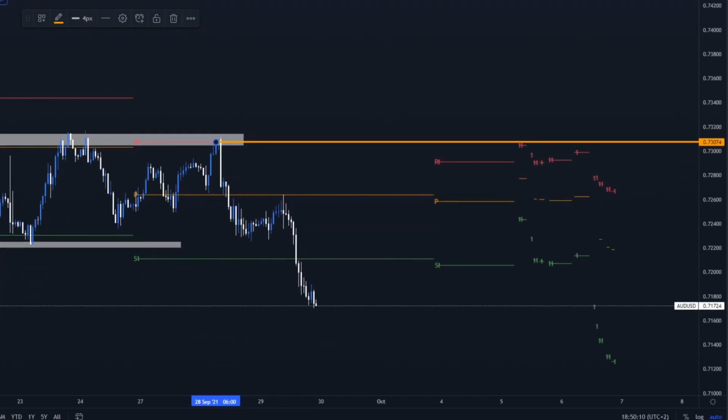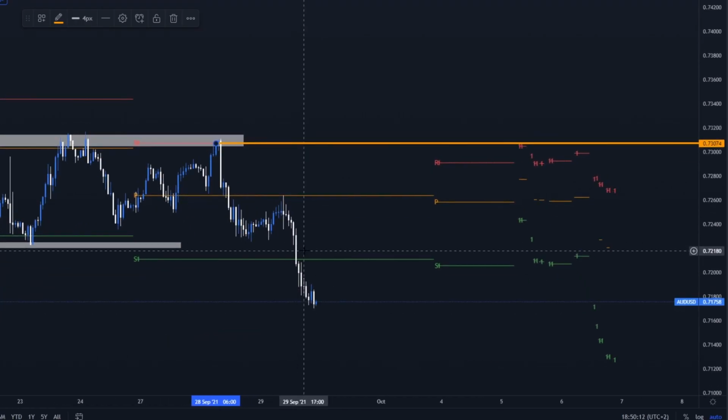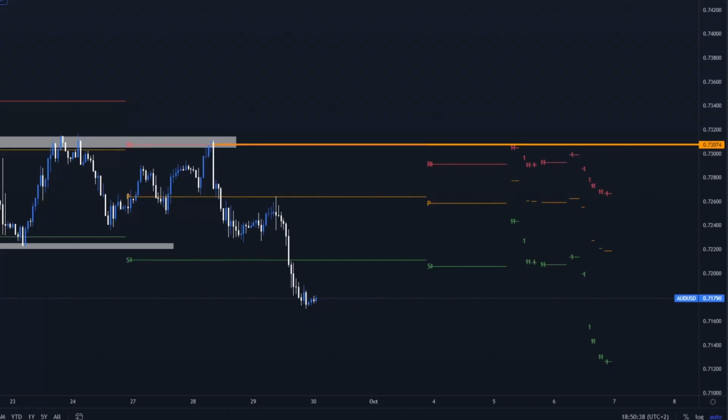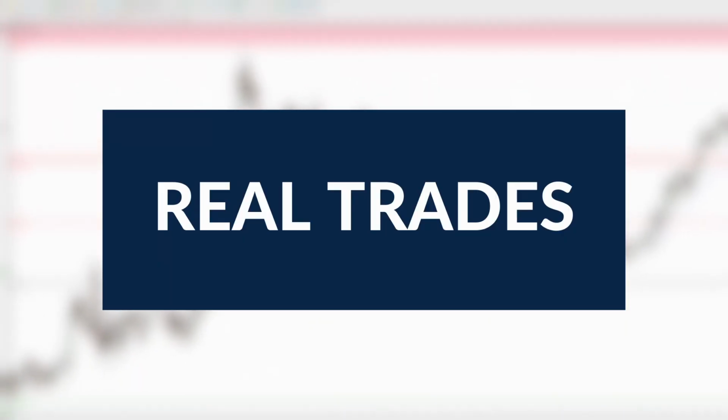Getting closer. Oh, there it is. We have hit our target level. Bada bing, bada boom. Another successful bearish range trade. So let's head over to how I actually trade.